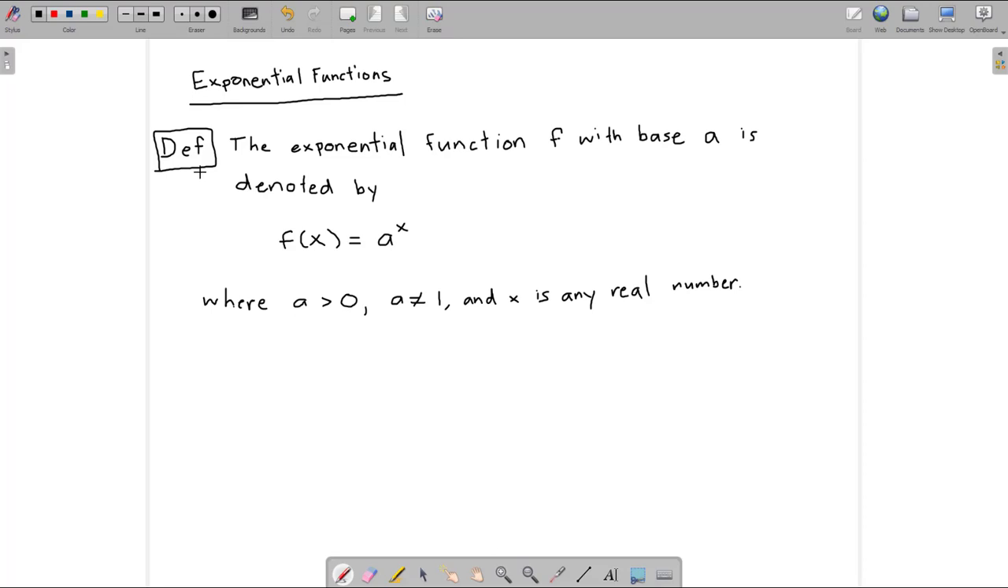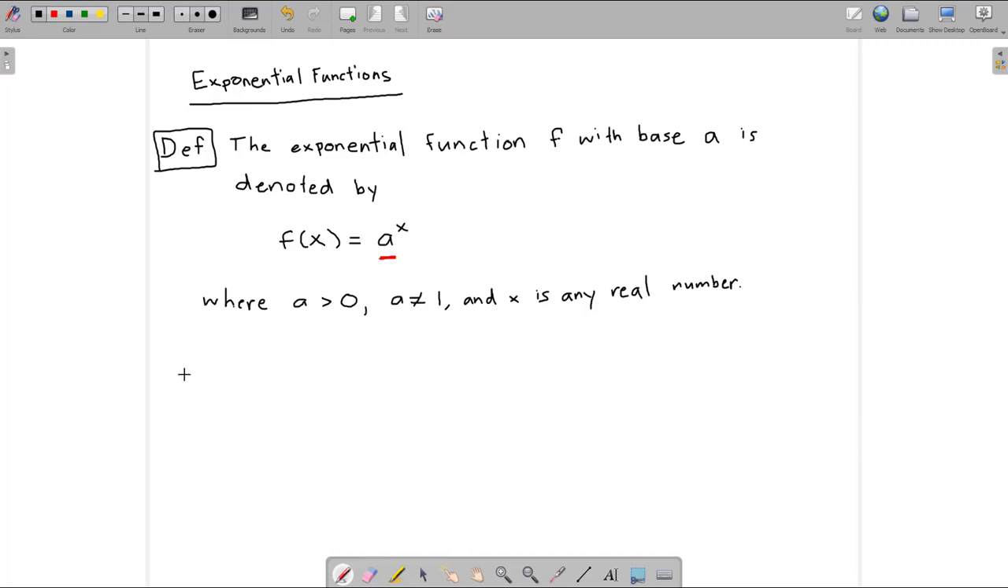Okay, so let's first take a look at the definition of an exponential function. An exponential function f with base a is denoted by f of x equals a to the x. Here we call a our base, and that'll be more important in the next section, 4.3, when we study logarithms. So for now, just keep that in mind. A is the base of your exponential function, and we need a to be greater than 0. A cannot be 1, and x here is any real number.